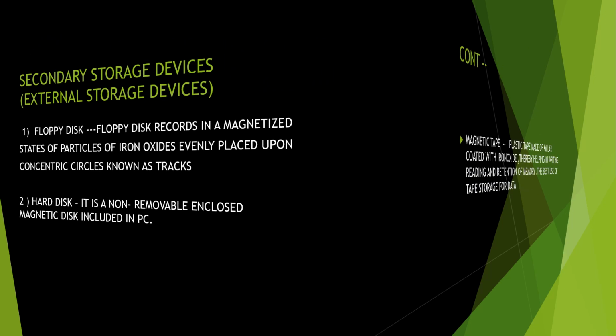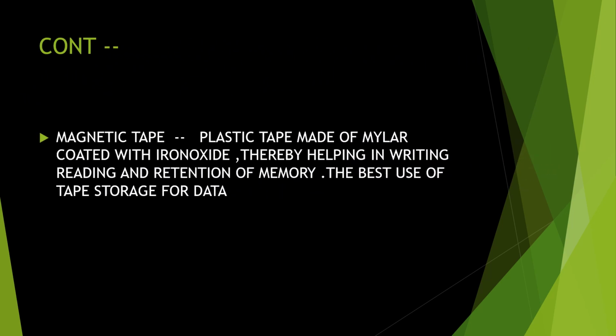Next is magnetic tape. Magnetic tape is another one. That is plastic tape made of mylar coated with iron oxide, thereby helping in writing, reading, and retention of memory. We write something on the disk and all. Magnetic tape is used for that. Retention of the memory means keeping that in the memory. The best use of tape is for data storage.